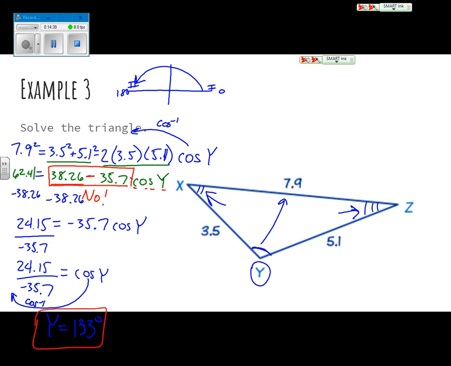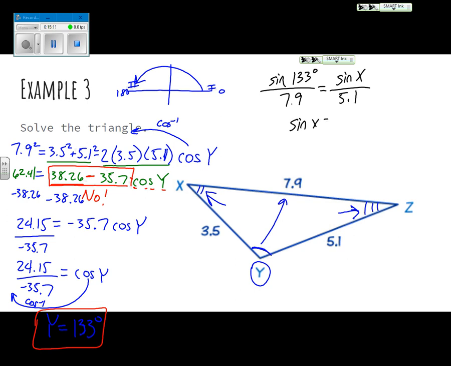Remember my order of stuff. Law of cosines, as you can see right here, can get messy. So I'm going to jump ship and go to law of sines. I now know that y is a 133 degree angle, and I know the side across from it is 7.9. And from here, I know both these angles are going to be acute, so it doesn't matter which one I find. I'll just find x first. So sine of x over, across from the x is 5.1.